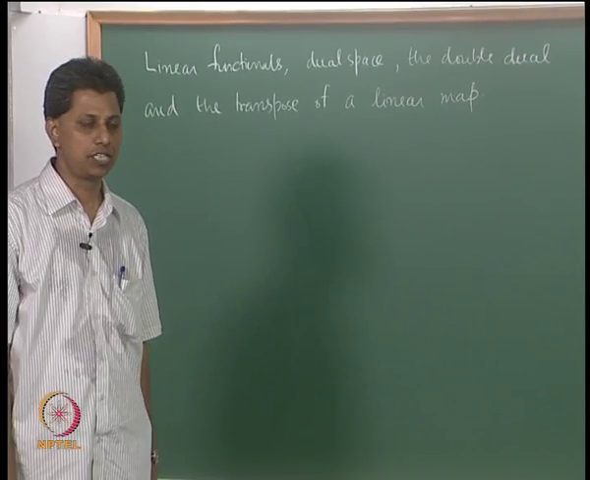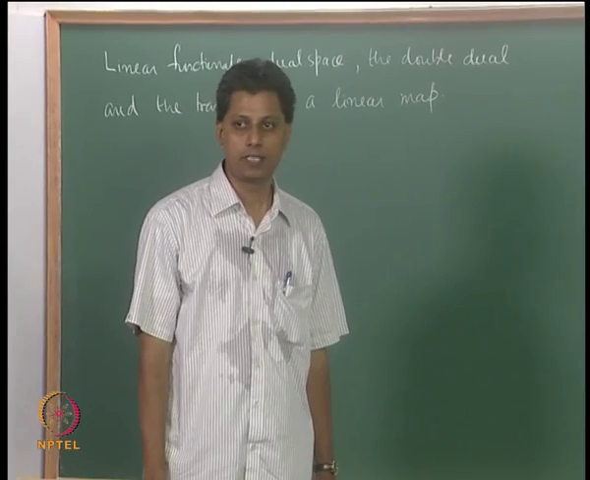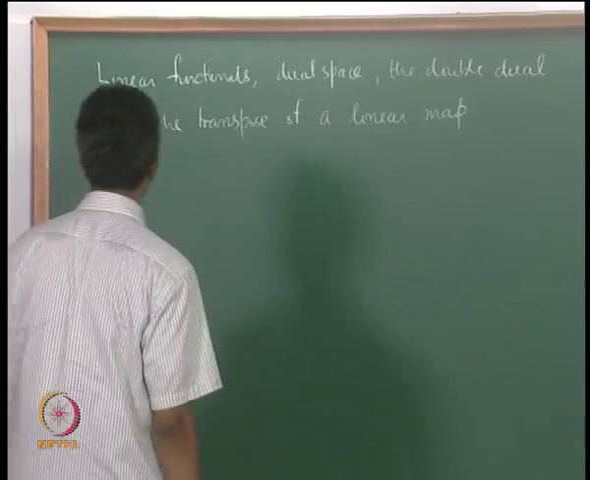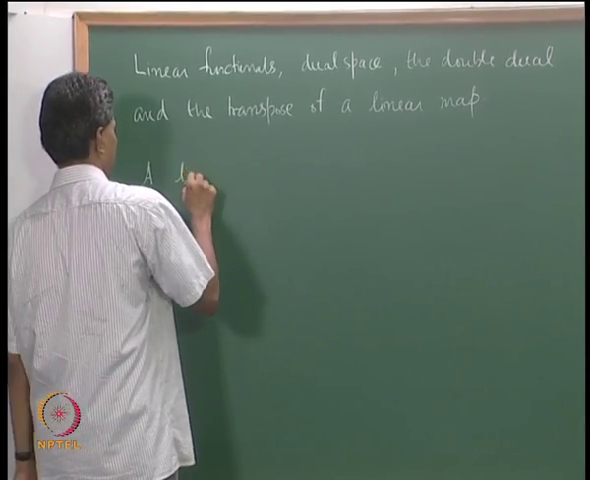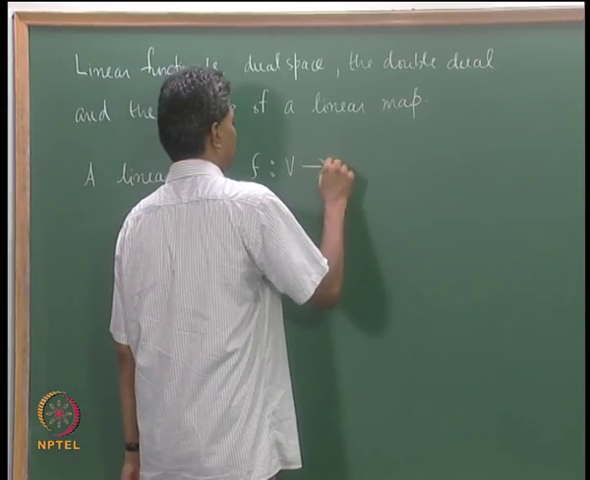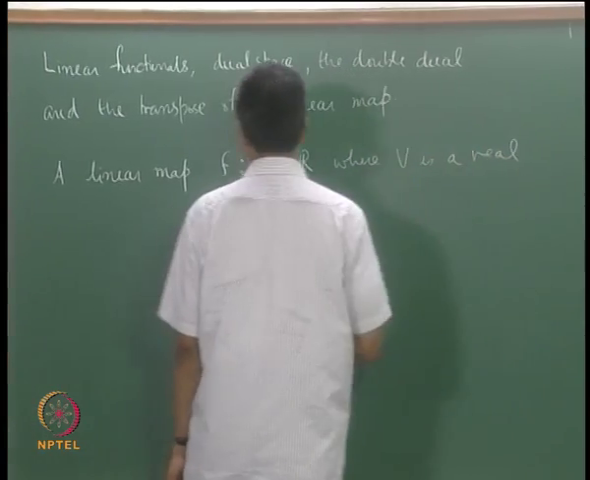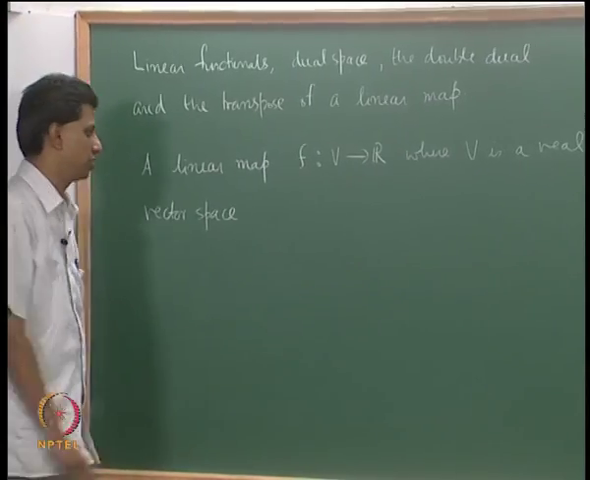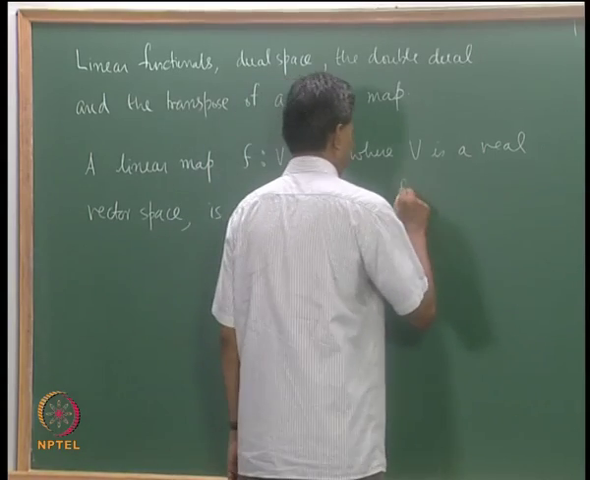Okay, so let me start with linear functionals. A linear functional is a special case of a linear transformation when the codomain space is the underlying field. Okay. So, definition of a linear functional. A linear map f from V to R, where V is a real vector space, is called a linear functional.